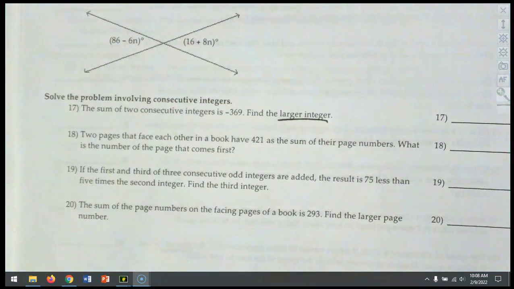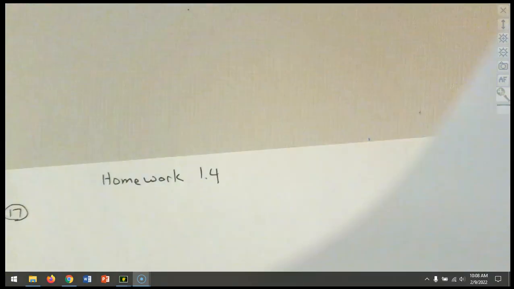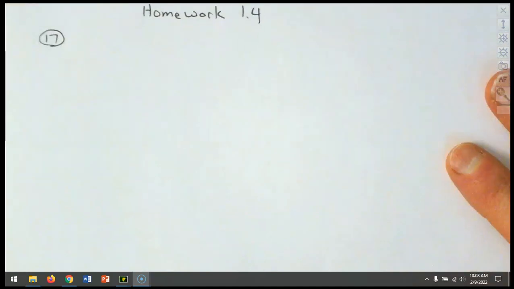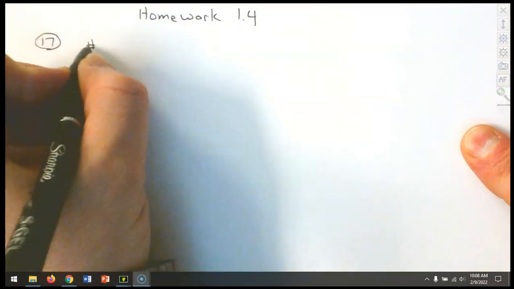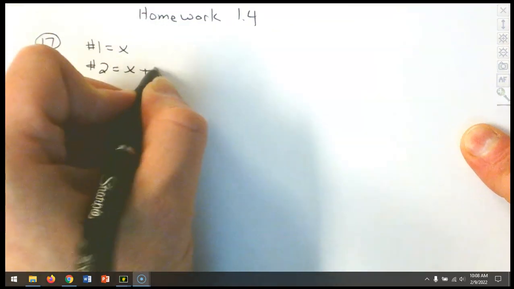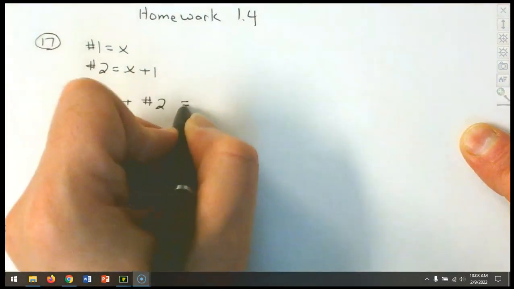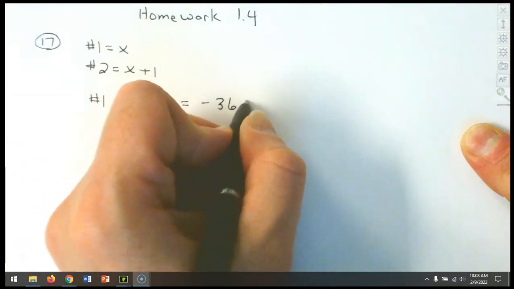Okay, so the sum of 2 consecutive integers is negative 369. Very simple to set up. What do we know? 2 integers, okay? And they are not even or odd, so they are just consecutive integers. So that means a gap of 1. So we need 2 of them. So the first number is x, second number is x plus 1. And we know the first number plus the second number has to equal that negative 369.